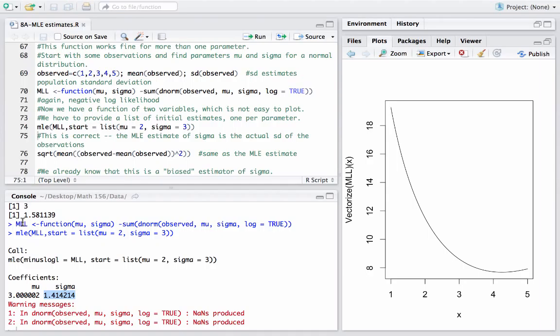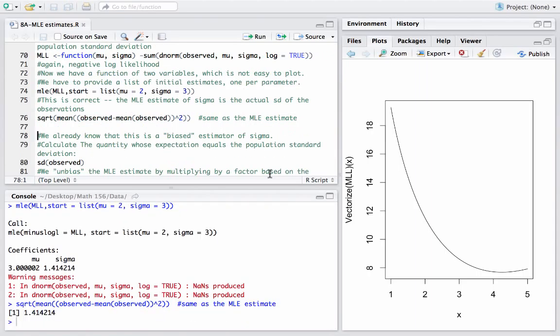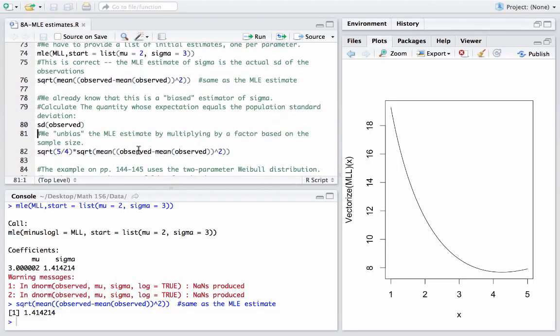And so Paul points out that if we just compute the average deviations from the mean and take the square root, this is basically like the population standard deviation. That's what we get here. And so again, now here we're talking about unbiasing, right? So you can multiply by, in this case, n over n minus 1.